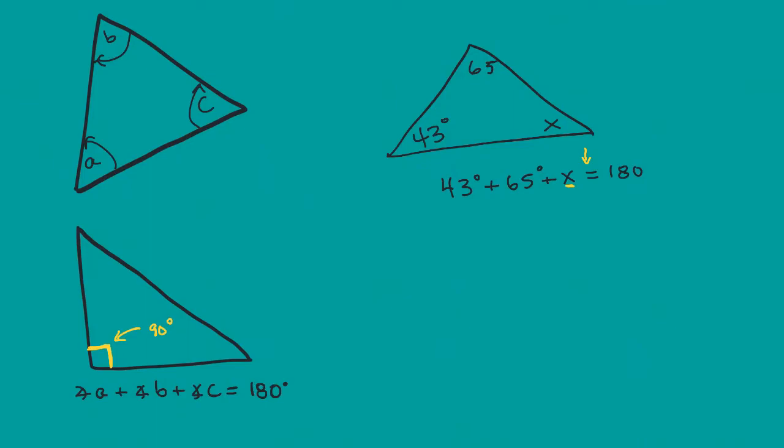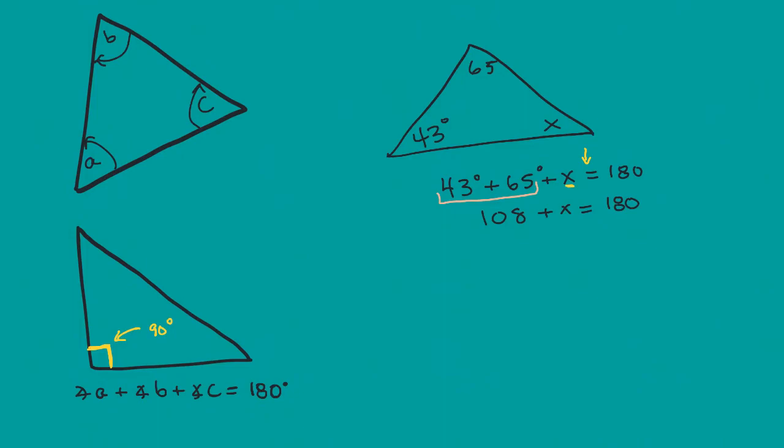Now, there's multiple ways of doing this. And so, if you have another way of doing that, then you can definitely go ahead and use the way that you're most comfortable with. What I'm going to do first is combine like terms before I continue moving toward my goal. So on the left-hand side, 43 degrees and 65 degrees, they are both measurements of angles. And so I'm going to combine them. When I combine them, I end up with 108 plus X is equal to 180. Now that they're combined, I have less numbers to work with.